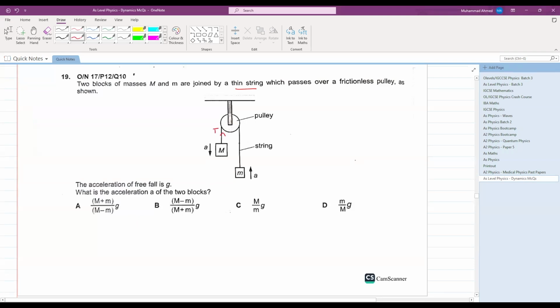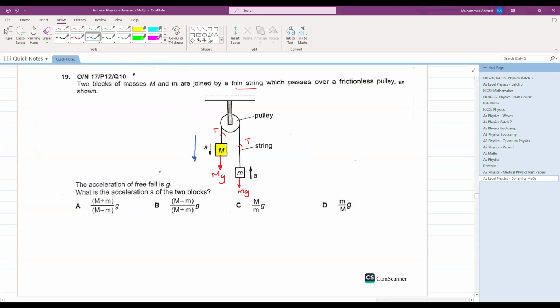First of all, this is the tension T. Perfect. This will be the weight acting downward, capital Mg. And this will be the weight acting downward, small mg. Perfect. Can you realize this capital mass will be moving downwards? Yes, sir. This capital mass will be moving downwards.